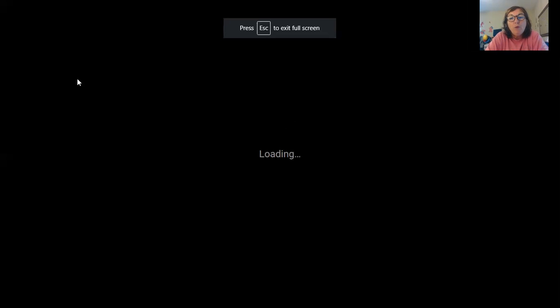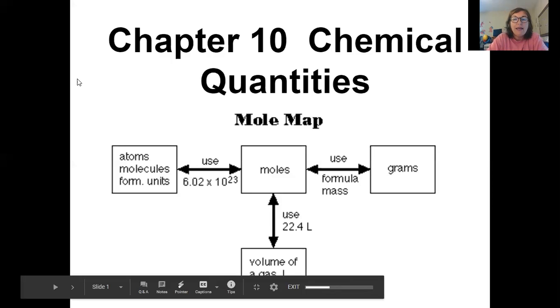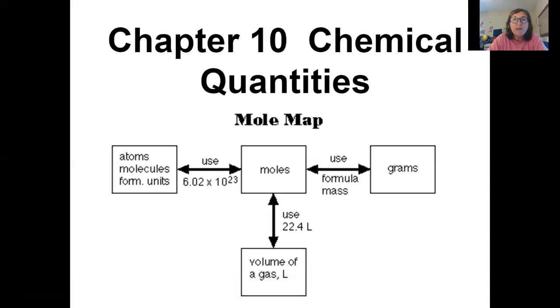So we're going to do chemical quantities, and this is chapter 10. So we kind of went backwards. And you can see this is a thing called a mole map that we're looking at right now. You'll use it in a little bit. Quantities refer to how much of something you have. Sometimes we use words to indicate a certain quantity.